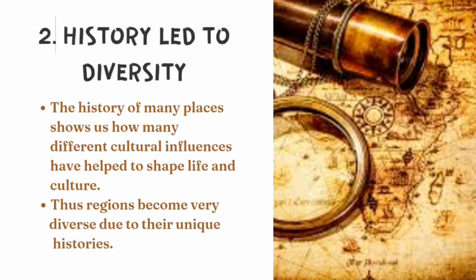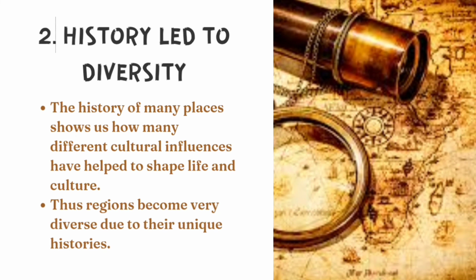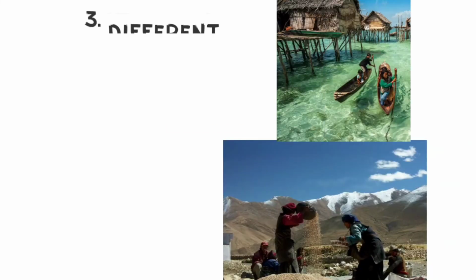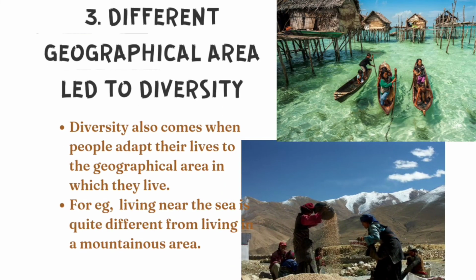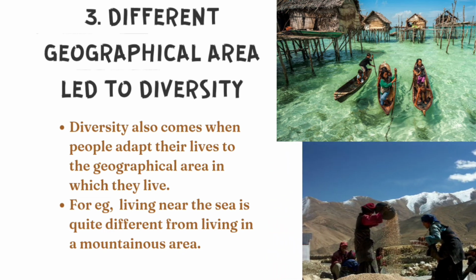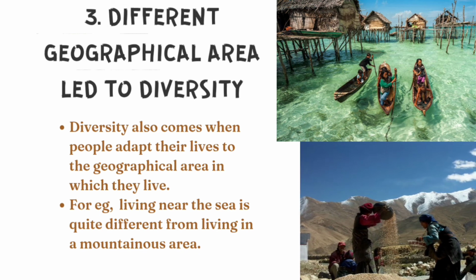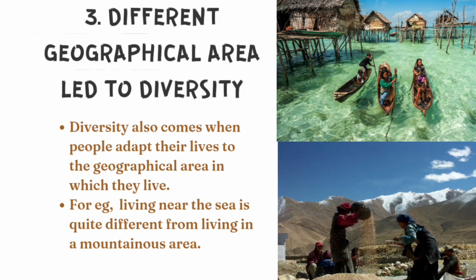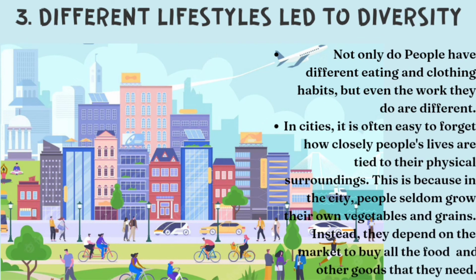Second one, history led to diversity. The history of many places shows us how many different cultural influences have helped to shape life and culture. Thus, regions become very diverse due to their unique histories. In this way, history also led to diversity. Third one, different geographical areas led to diversity. Diversity also comes when people adapt their lives to the geographical area in which they live. For example, living near the sea is quite different from living in a mountainous area. Similarly, city life is different from village life. Different lifestyles also led to diversity.